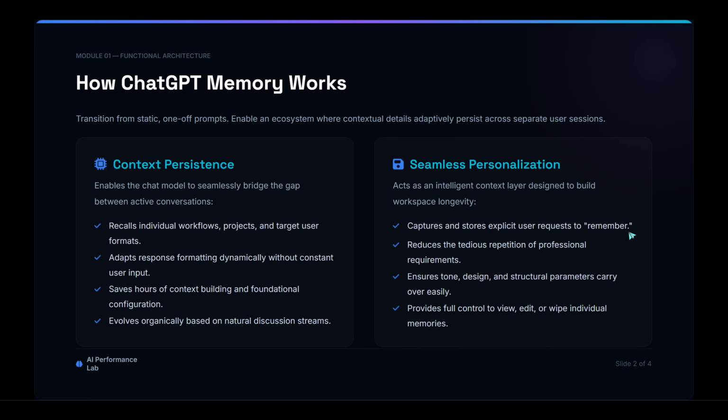Here's what that looks like in practice. If you prefer a certain tone, such as concise and professional, or casual and friendly, ChatGPT can remember that preference and use it by default. If you often ask for bullet point summaries, or you like responses that end with a quick action plan, it can keep that in mind too.